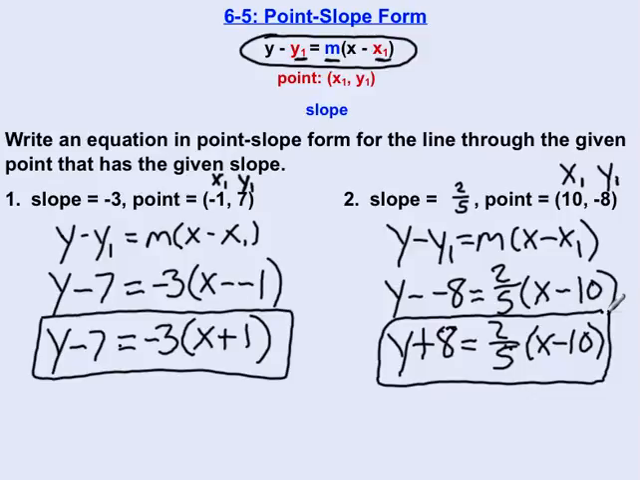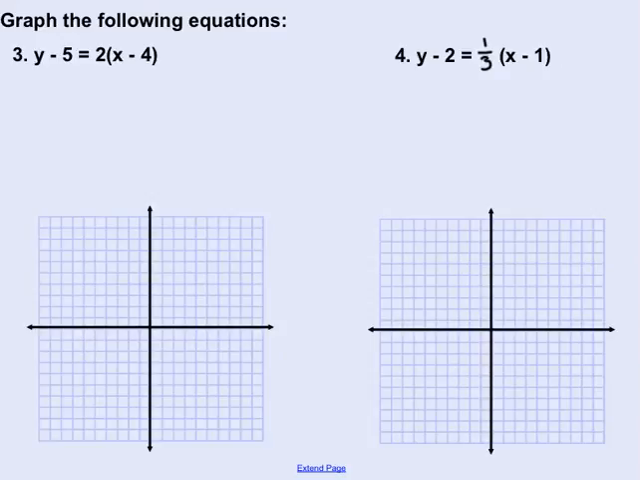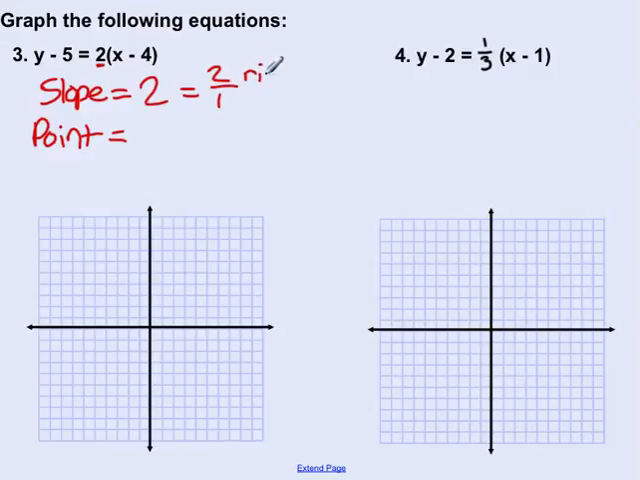Let's go ahead and graph some of these. So we're going to work kind of backwards compared to what we were doing before. Maybe I'll change colors here. This time they give us an equation in point-slope form, and we have to graph it. So we have to pick off what the slope is. And what is the point? Slope is easy to find. That's always the number in front of that set of parentheses. That's your m. So your slope is 2, or 2 over 1 when you want to think about rise over run.